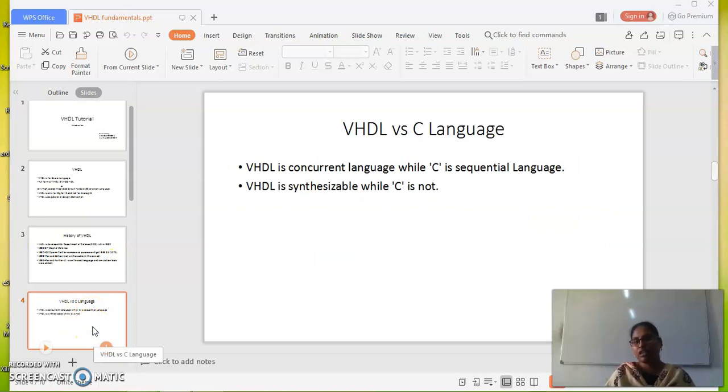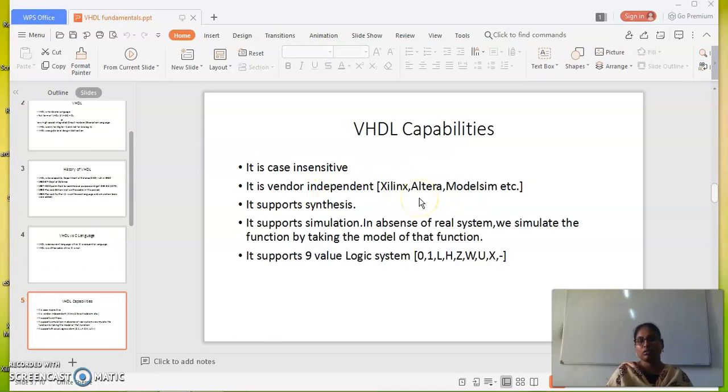The comparison of VHDL to C language is, VHDL is a concurrent language and C is a sequential language. Concurrency means the output state depends upon the input state. If the input variables change, then it will affect the output variable. And VHDL is synthesizable but C is not.